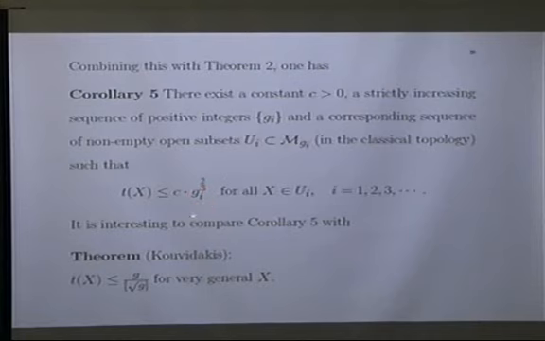If you compare this corollary with this theorem of Kouvidakis, which says that for very general X, T_X is less than or equal to essentially square root of g. But here this corollary says that in the moduli space you can find a Euclidean open set for which at every point T_X is at most g_i to the power 2/3. So this is not quite optimal. For optimal, you expect this exponent to be 1/2.